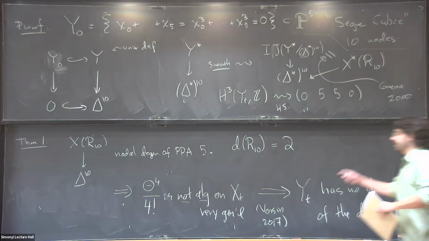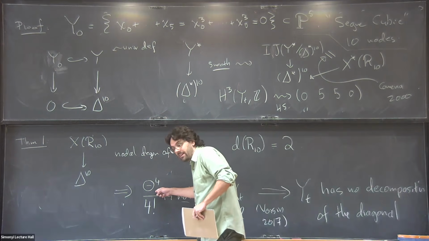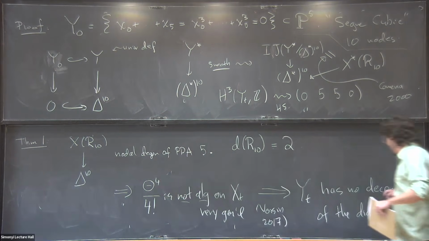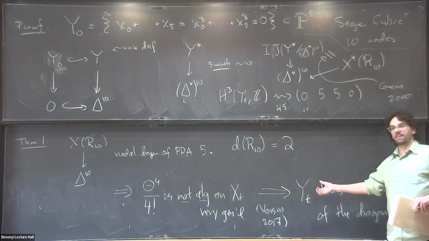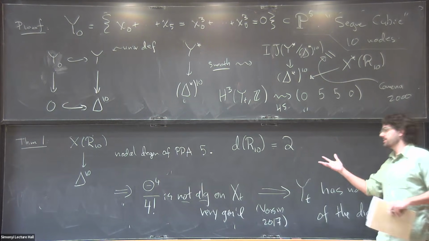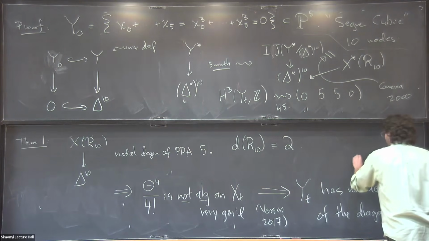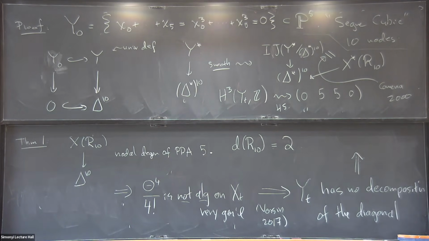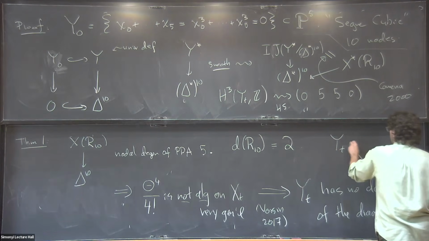So she proved the equivalence of 3 statements: that this class is algebraic, that Y_t has a decomposition of the diagonal, and that there exists a universal codimension 2 cycle. So those 3 conditions are equivalent. It doesn't particularly matter, but the point is that it is a consequence of having no decomposition of the diagonal that Y_t is stably irrational.